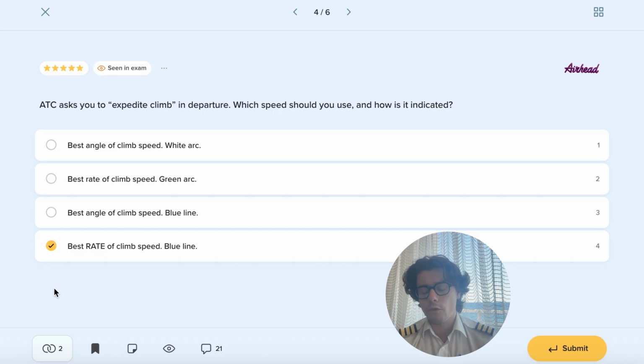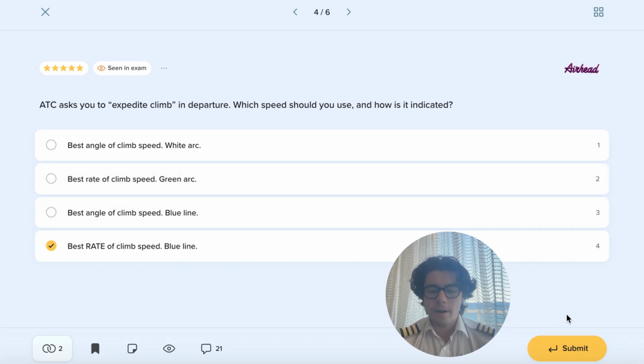This is why I would go for the blue line, as obviously VYSE is on the blue line. However, I can see how this can be slightly confusing. So this is one of those questions that's worth remembering and moving on with your studies.